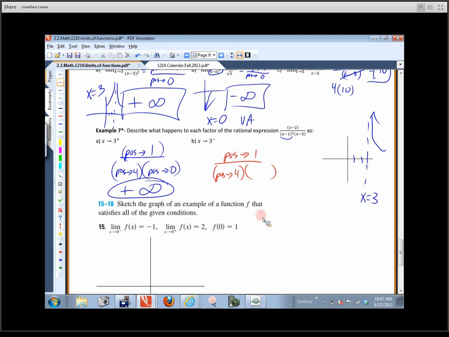If I plug in a number a little less than 3, what's the sign of this factor right here? Negative. And what is it approaching? What number is it approaching? Approaching 0. What's the sign of the answer? Negative. Limit's going to be negative infinity. What do I know happens to the graph as we approach 3 from the left side? Goes down like this. Okay? Any questions? Okay, now, here's the cool part.